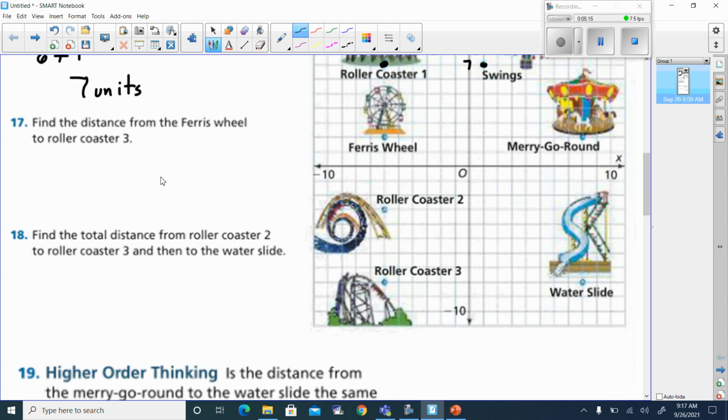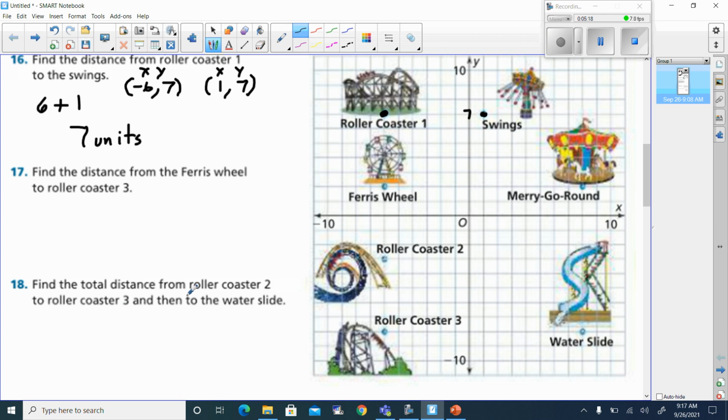All right, let's go to number 18. Find the distance of roller coaster 2 to roller coaster 3, and then to the water slide. Oh boy. Okay, so roller coaster 2 to roller coaster 3, they're both on, let's see, 1, 2, 3, 4, 5, 6, at the -6. So I'm going to be going by the y-axis, the up and down distance between them. I could just count this: 1, 2, 3, 4, 5. That'd be easy, but I know the book wants me to do it a certain way. They're going by x and y coordinates. So both of my x's are going to be at -6. Remember, x always comes first.